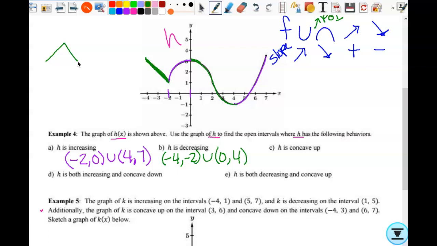All right, so we only really worry about the curvy parts. All right, so concave up. What are we thinking about concave up? Where does it start?